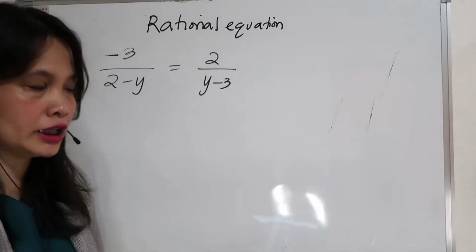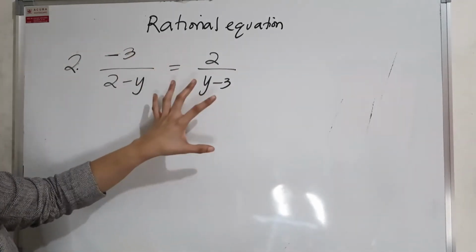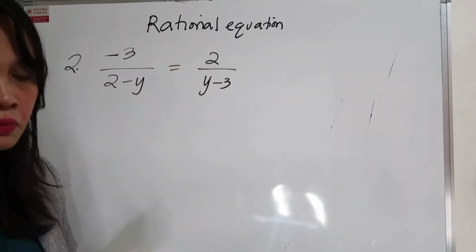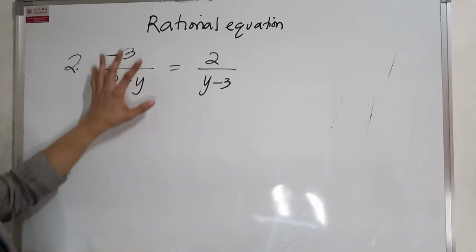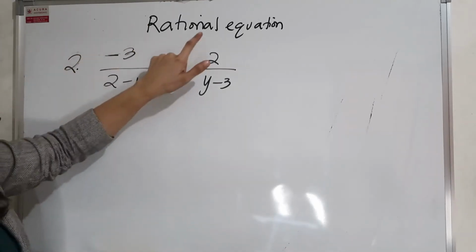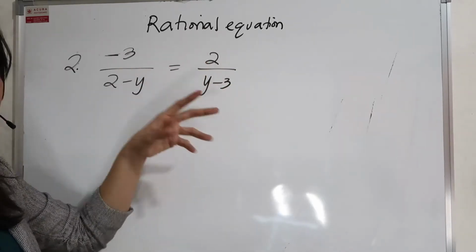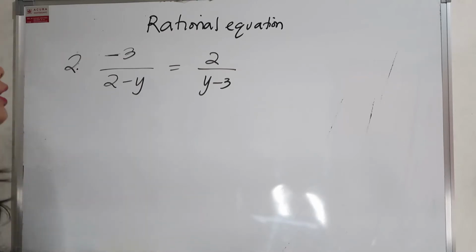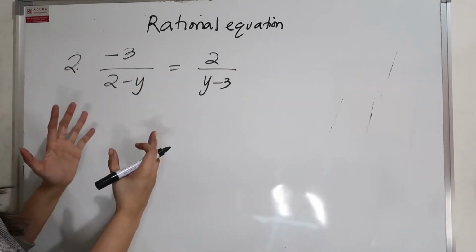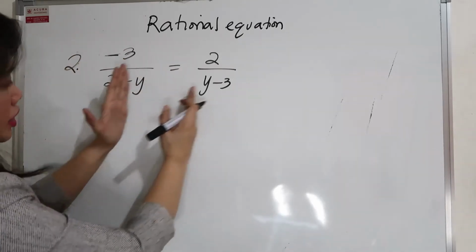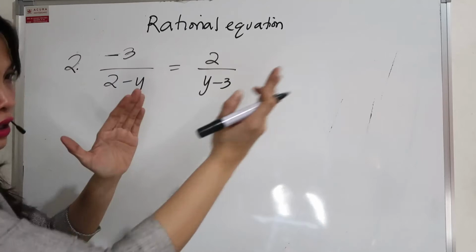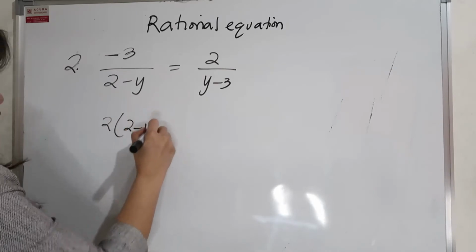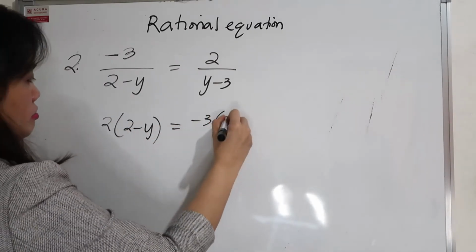Okay, cross multiplication. We can apply cross multiplication in this manner, but we can only do that if both sides of the equation are a single fraction. In this example, the left side has a single fraction and the right side has a single fraction, so you can easily apply cross multiplication. So we have 2 multiplied by 2 minus y is equal to negative 3 multiplied by y minus 3.